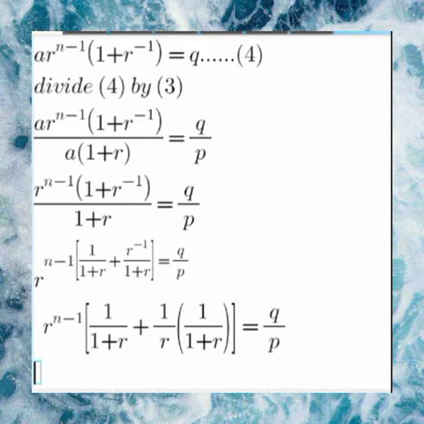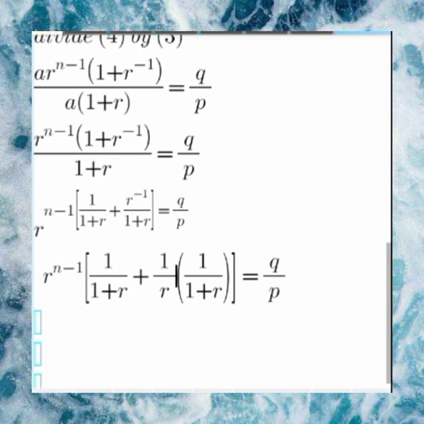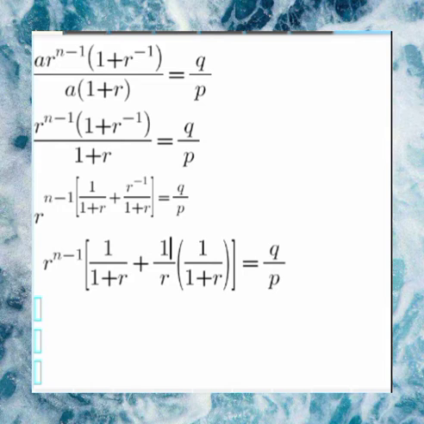So I have r raised to power n minus 1 into 1 over 1 plus r. What I did to the r at the denominator here, at the numerator here, is that I applied the law of indices. So that becomes 1 over r here. So we have 1 over r. Okay, let me write that in color. So I have 1 over r. So that's that one there. r raised to power minus 1 equals 1 over r, and then 1 over 1 plus r.